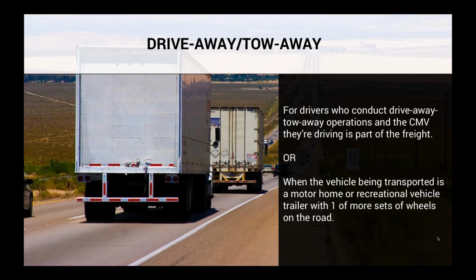But the second part of this exemption is when the vehicle being transported is a motorhome or a recreation vehicle trailer with one or more sets of wheels on the surface of the roadway. The reason for this exemption is that these drivers typically don't know what make or model of vehicle they'll be transporting. This makes it next to impossible for them to have the right pin configuration cord connector to run an ELD.